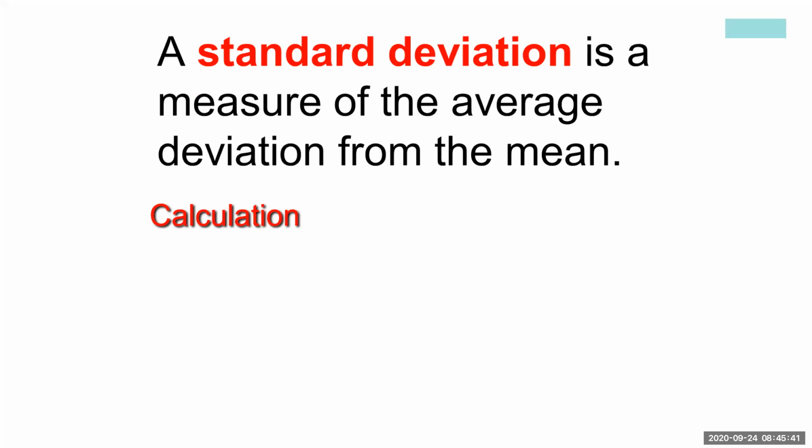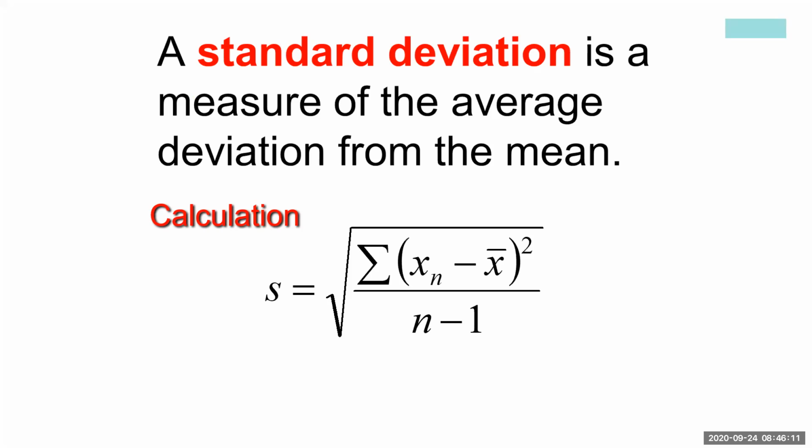A standard deviation is a measure of the average deviation from the mean. Okay, it is the average deviation from the mean. Think of it as the average distance, each data value's average distance from the mean. The greater the standard deviation, the further apart your data values are, okay? The greater your range will be, the greater your variability will be. The smaller the standard deviation, that means the closer to the mean each data value is. So the smaller the range, or the smaller the variability.